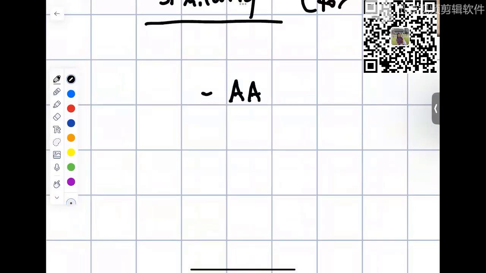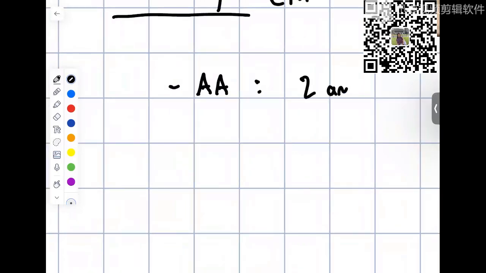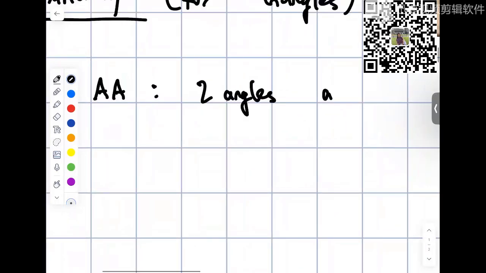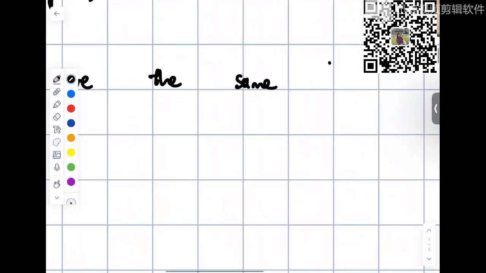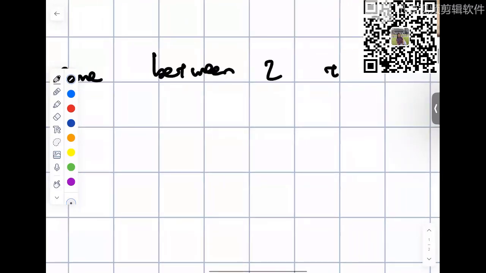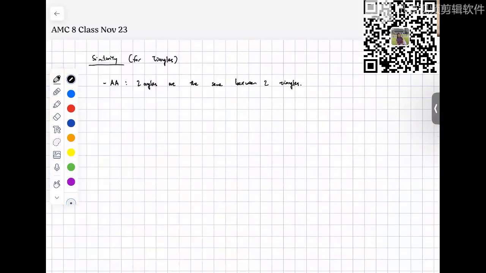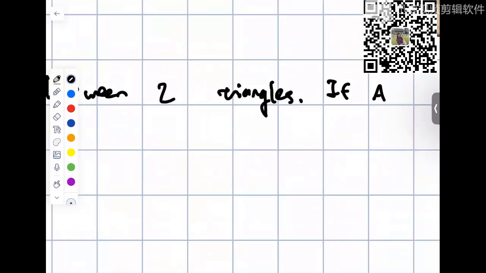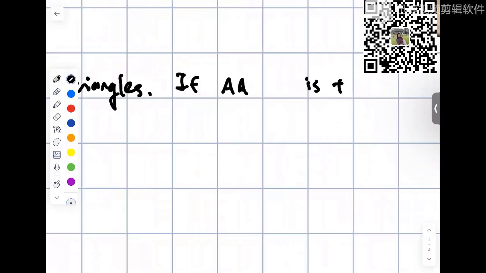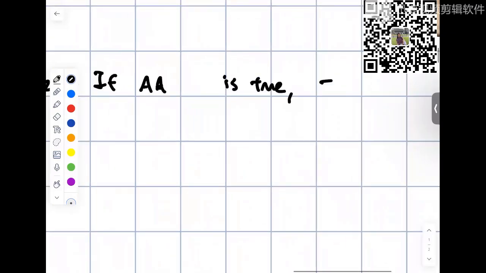So there's a similarity relation called AA. This means two angles are the same between two triangles. And if AA is true, then I'll keep writing. If AA is true, then the two triangles are similar.